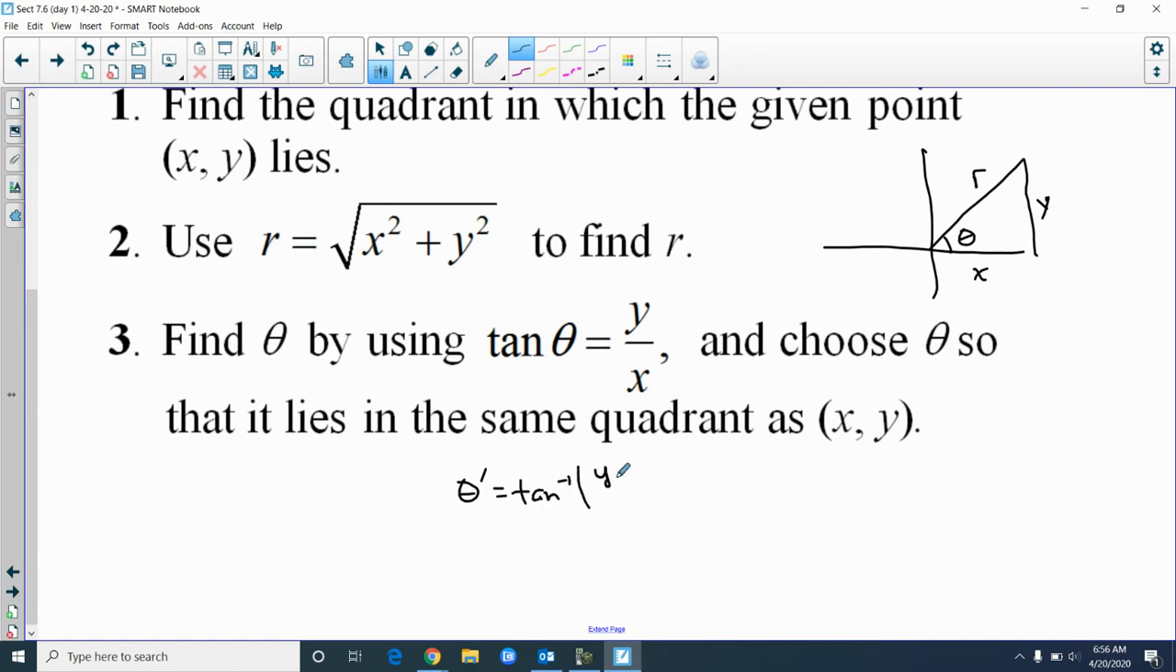I'm going to do the absolute value of y over x, so this is always going to be an acute angle. Then if we're in quadrant 2, you have to take 180 minus theta prime. If we're in quadrant 3, you have to take 180 plus theta prime. And if we're in quadrant 4, you have to take 360 minus theta prime to get your angle. If you're in quadrant 1, the angles are equivalent: theta equals theta prime. So that's the method I'm going to use here.